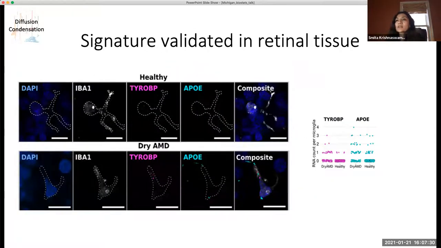And our collaborators were able to validate this in the retinal tissue by staining for them and finding them. And the reason they found them in dry is that it turns out AMD goes through a dry phase and then a wet phase, and the dry phase is the earlier phase.